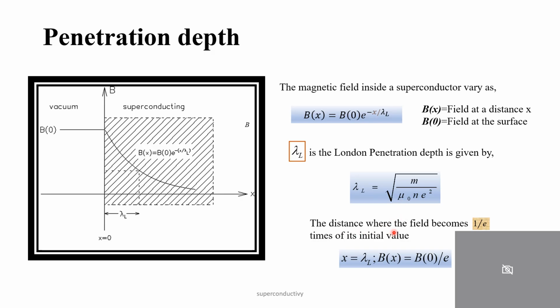So the distance where the field becomes 1 by e times its initial value. That is, if we put x equals lambda L, then Bx will be B0 by e. That is, at x equals lambda L, that is at the London penetration depth, the magnetic field becomes 1 by e of its surface value or initial value.